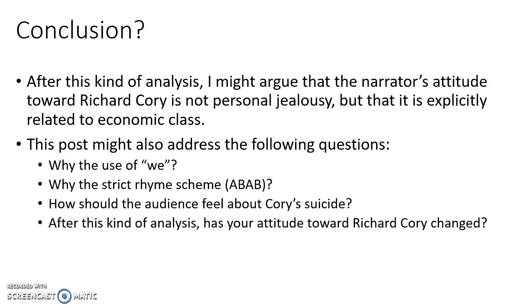So after you locate what you think your important word is, I might argue that the narrator's attitude toward Richard Cory is not personal jealousy necessarily. It's explicitly related to economic class, right? So this person is putting himself and his community as being much different than Richard Cory. So we might focus on the pronoun we. Why does it use we instead of I? Why the strict rhyme scheme? Right? Why does it rhyme so predictably the way it is? Why does it have a very kind of formal rhyme scheme?